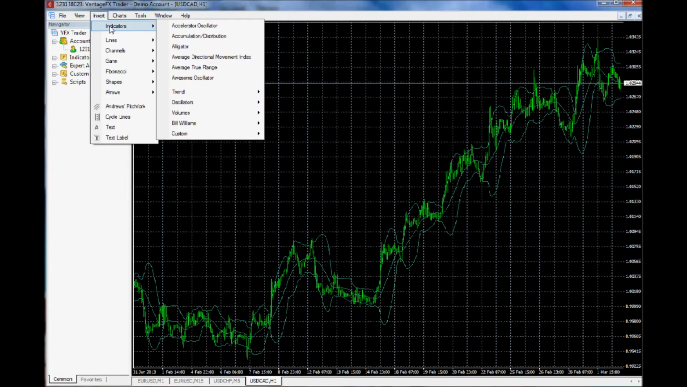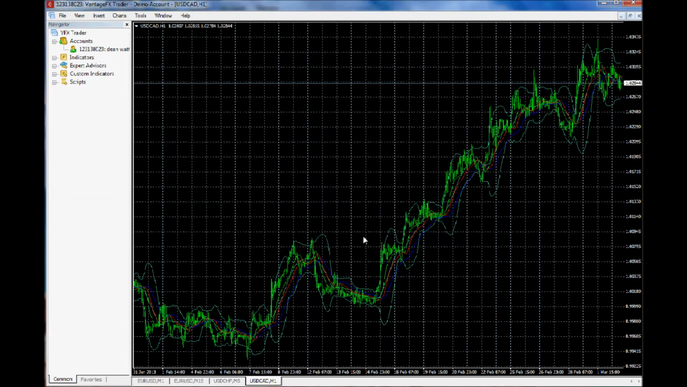You can have a look at lots of other indicators you can just pop on here. So you can put the alligator on, and again you've got different moving averages.